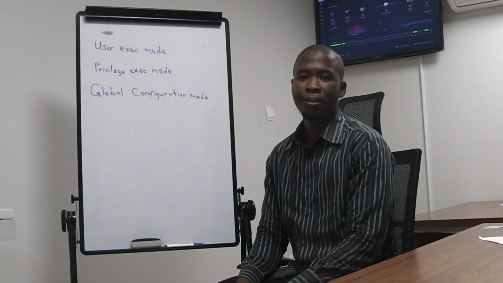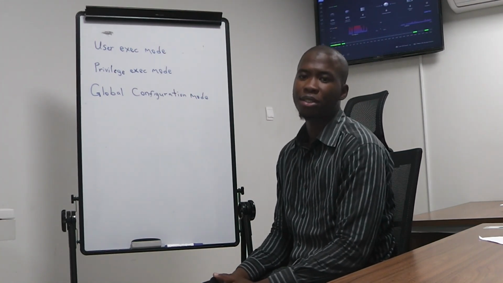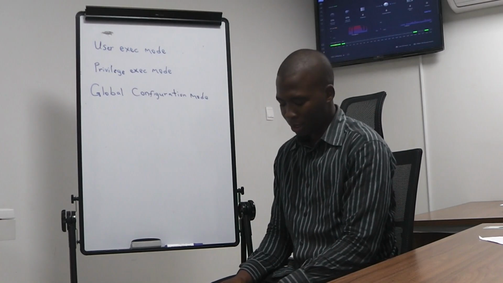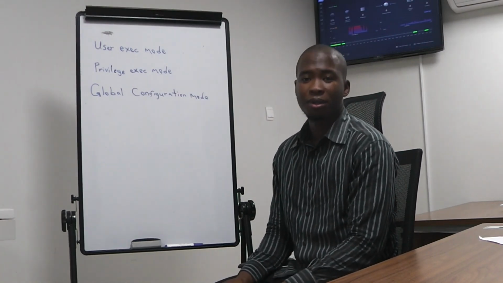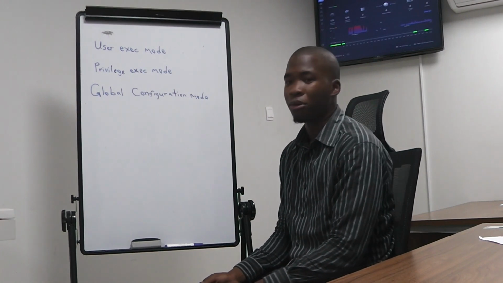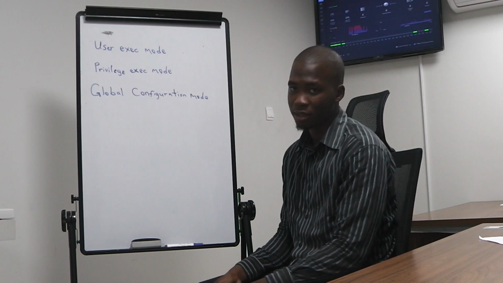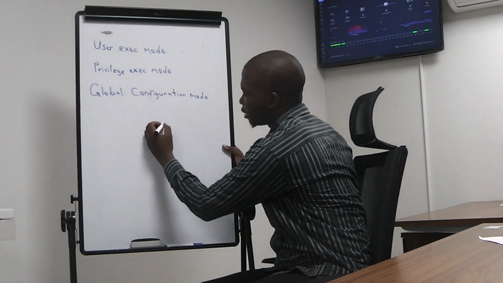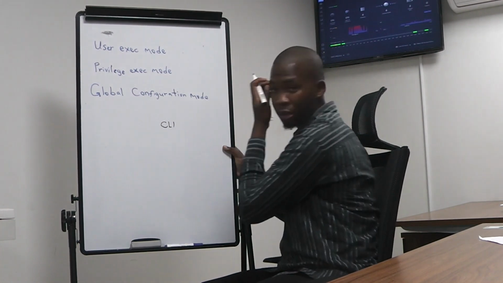In this video, we will be discussing the different configuration modes that we have on Cisco routers and switches. To configure your device, you first need to have access to your command line interface, which is also called the CLI in short.